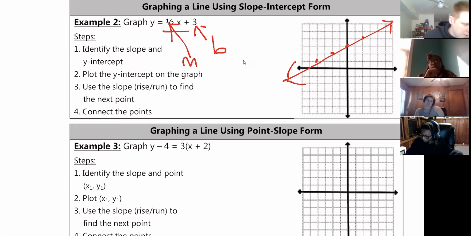For point slope form, remember point slope form, it's in the name. It gives you a point and it gives you your slope.